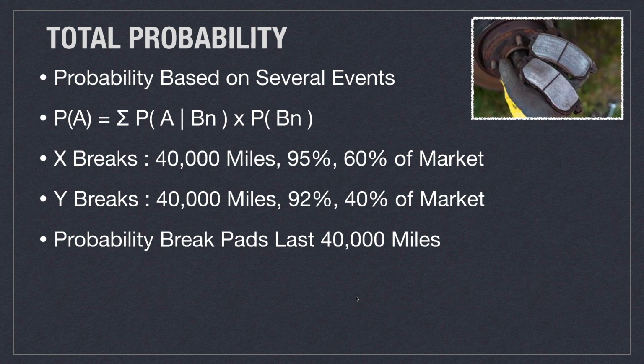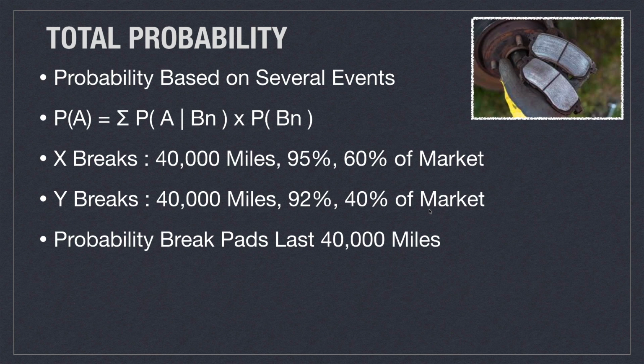Now in this example, we have two options of brake pads of differing quality. You can see here, brake pad X is going to give us 40,000 miles 95% of the time, and they control 60% of the market, while brake pad Y is going to give us 40,000 miles 92% of the time, and they include 40% of the market. And what I want to do is calculate the probability that, if I buy a random brake pad, it is going to last 40,000 miles.